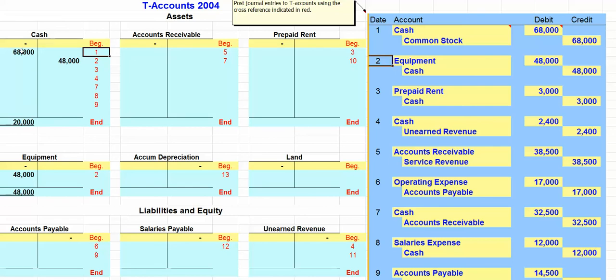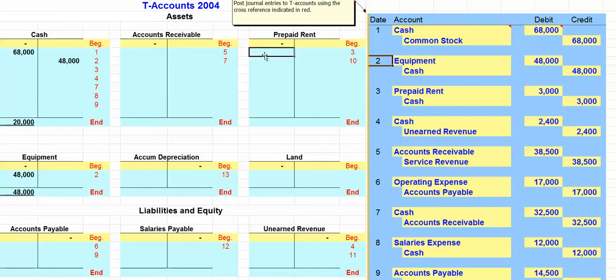This cross-reference is important because if we were to look at transactions that occur in the cash account in the general ledger, looking at the $68,000, we don't know how that $68,000 was raised or how the $48,000 was spent until we look at the cross-reference back to the general journal. Let's go ahead and finish posting our journal entries to the T accounts.